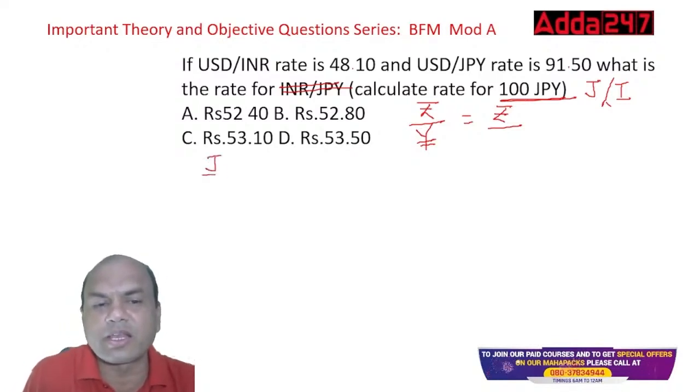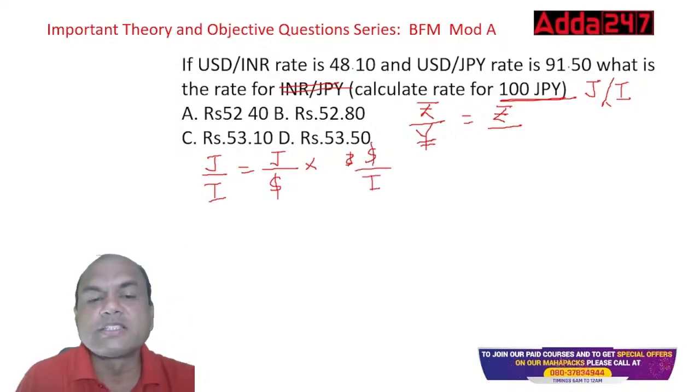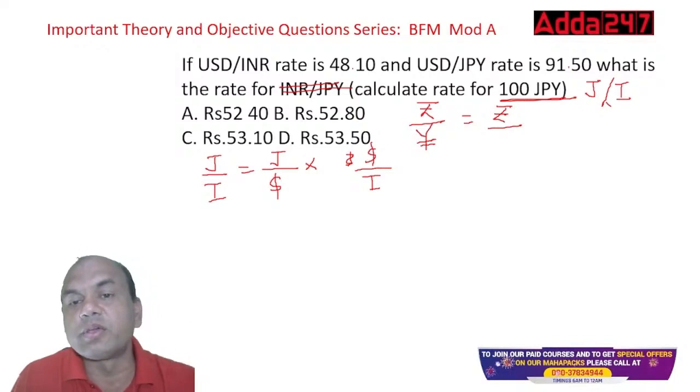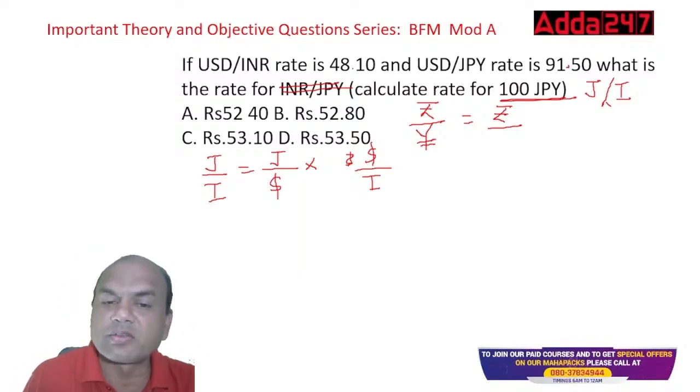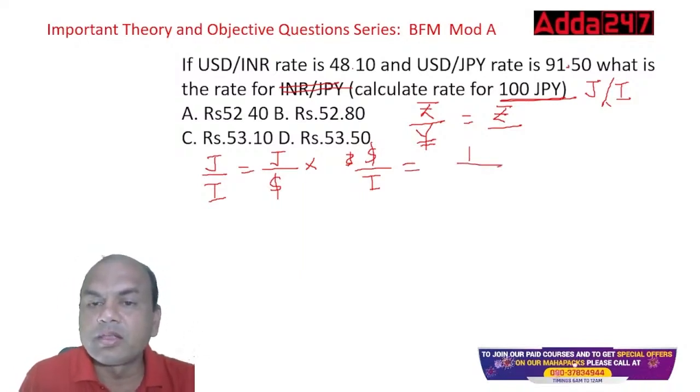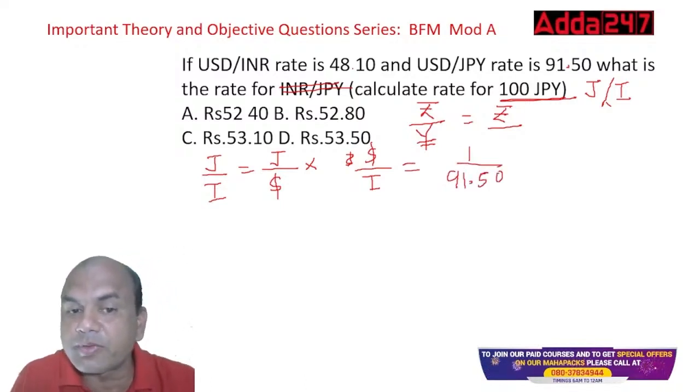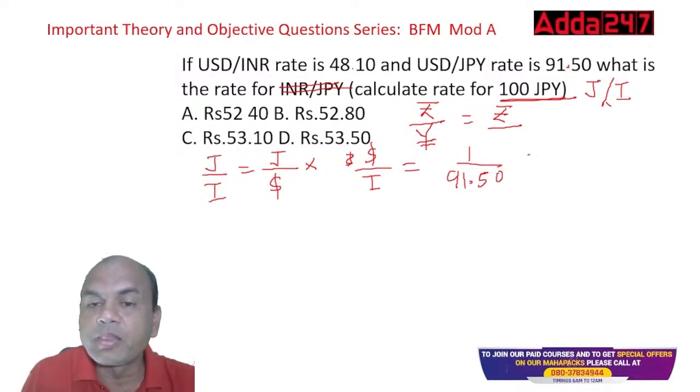JPY to INR equals JPY to dollar into dollar to INR, right? So what all do you have? Do you have JPY to dollar? See here, you have USD to JPY, 91.50. So you have dollar to JPY. Now you want JPY to dollar, so you'll just reverse this. So it is 1 upon 91.50. See this, it's reversed, right? Because it's dollar to JPY and we want JPY to dollar, into dollar to INR.